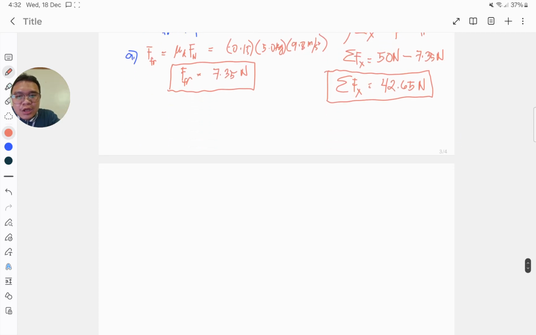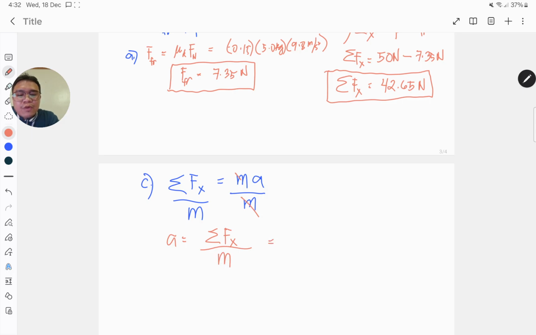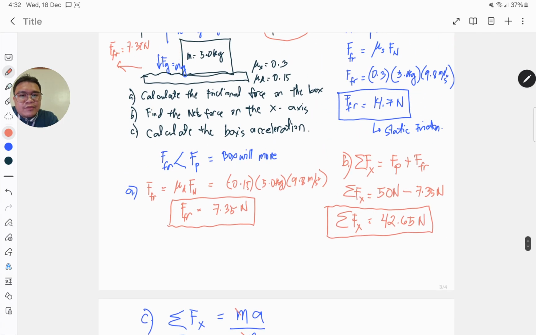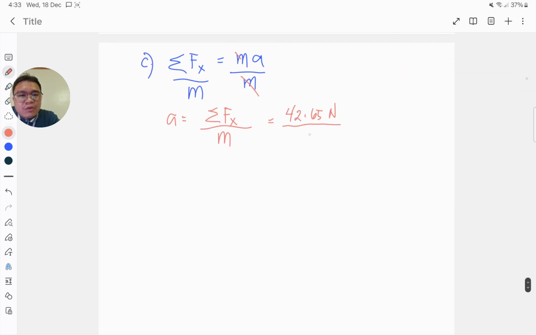In order to calculate letter C, the acceleration of the box, all we need to do is use the formula for the second law of motion, where the net force is equal to the mass of the object times its acceleration. To get the acceleration, we divide the whole equation by the mass so that we cancel the mass on this side, and we get a new equation: the acceleration is equivalent to the sum of all the forces in the x direction divided by the mass of the object. Plugging this in, the sum of all the forces in the x direction is 42.65 newtons, divided by the mass of the object, which is 5.0 kilograms.